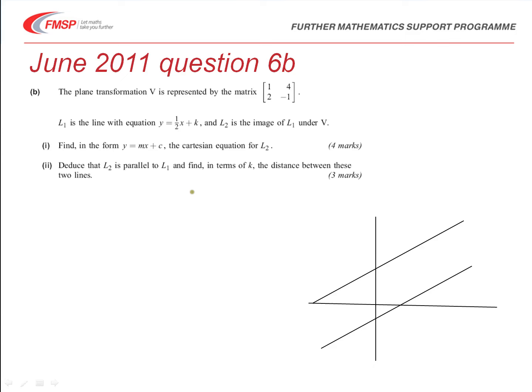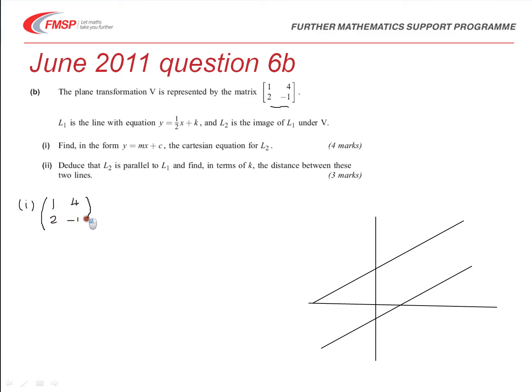Right, on to part B. And you can see here we have the line L1 and L2 is the image under the transformation V with this matrix that we're given here. And in the first part we've got to find the image line L2 in its Cartesian form.